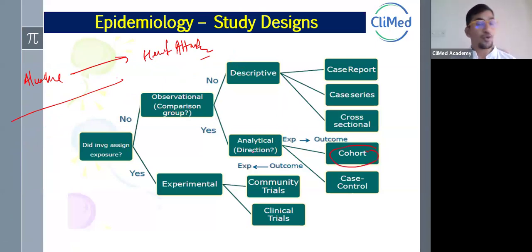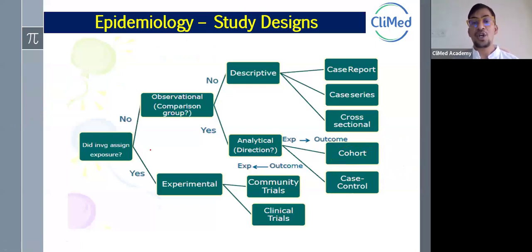But cohort is not only the forward direction; it has one more very important characteristic. All cohort studies have some similar characteristics. How did this word cohort come into the scenario, guys? Cohort means similar. Cohort means similar, right?